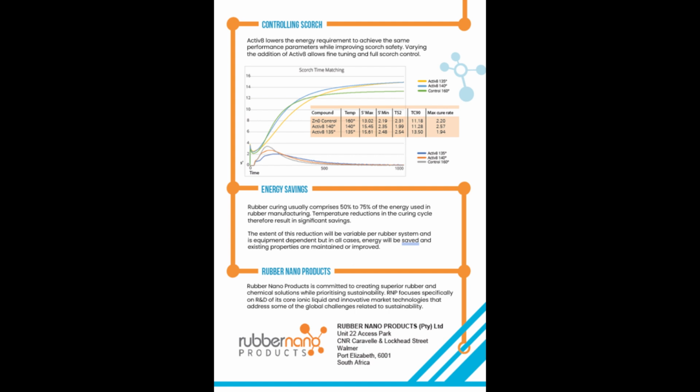Rubber Nano Products. Rubber Nano Products is committed to creating superior rubber and chemical solutions while prioritizing sustainability. RNP focuses specifically on R&D of its core ionic liquid and innovative market technologies that address some of the global challenges related to sustainability.